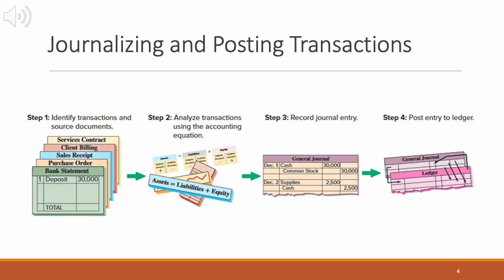Step 3. Record the journal entry. Once we know the effect, we write it in the journal using debits and credits. This is the business's diary, listing transactions in order by date.